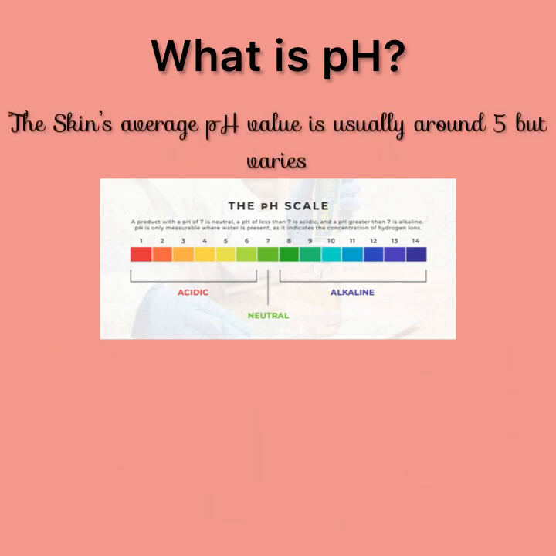Our skin has a specific pH value which normally averages around pH 5 and varies from one body part to another and from one person to another. It even changes during the aging process. This acidic nature plays a vital role in maintaining a healthy skin.